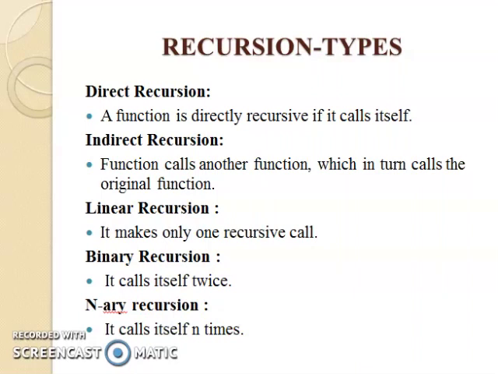That is indirect recursion. Third one is linear recursion. Linear recursion, in the sense, makes only one recursive call. Fourth one is binary recursion. Binary recursion means it calls itself twice. The last one is n-array recursion. N-array recursion, in the sense, calls itself n times. These are the various recursion types.